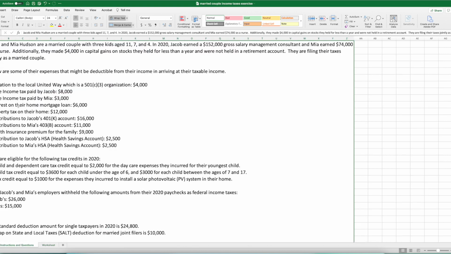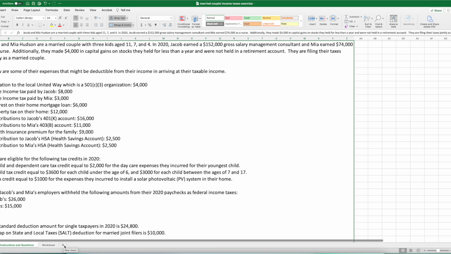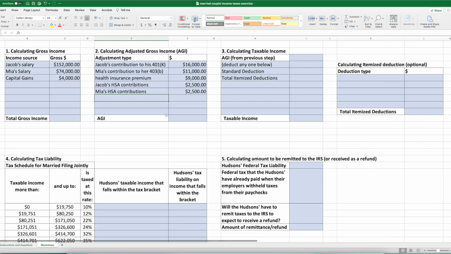The property taxes, state income taxes, and charitable donations are below-the-line deductions, so we don't deduct them right now. Okay, we've taken care of these above-the-line deductions, also called adjustments to gross income, and we subtract that from our gross income to arrive at our adjusted gross income. So we're going to insert a formula here to calculate that.